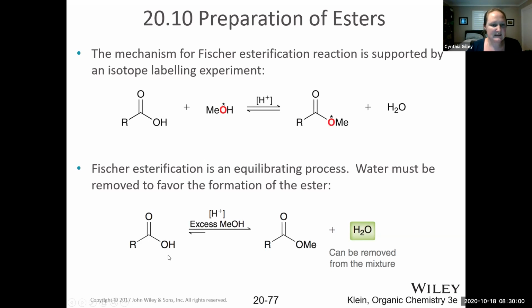Again, the Fischer esterification is an equilibrating process. So we want to remove water from the reaction mixture in order to drive the equilibrium forward. We can also use excess of one of the reagents, such as excess methanol or excess carboxylic acid.